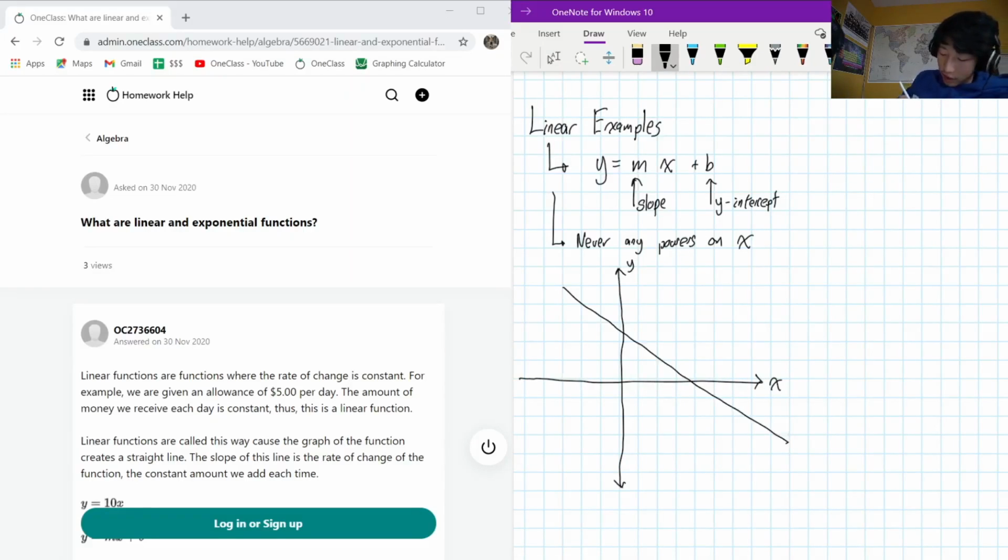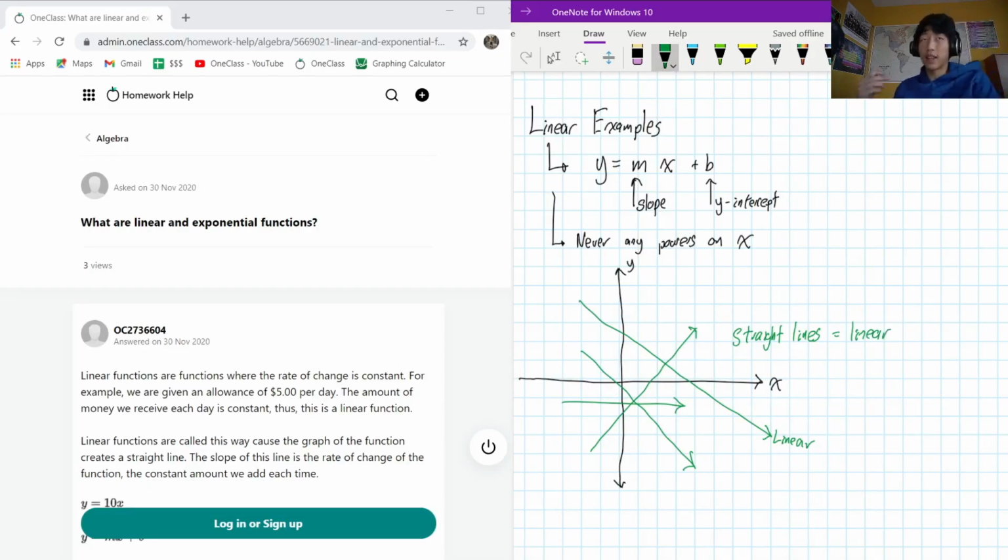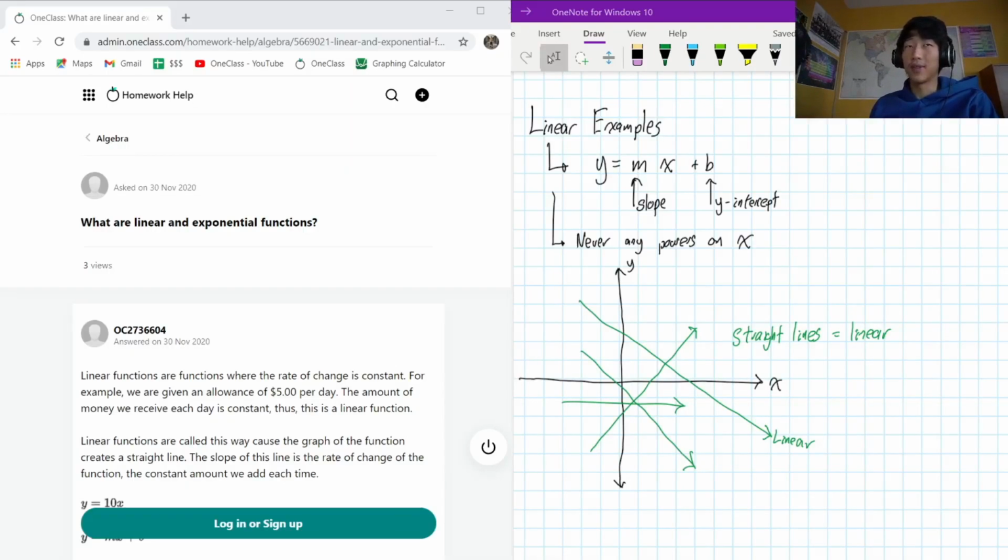this would be linear. Oh, let's do a lot of different colors so it's a little bit more clear. Let's put them in green, like grass. Here would be a linear. Just like here would be a linear. Here would be a linear. And here would be linear. Straight lines equal linear. That should be the key characteristic that you're looking for when you're doing this type of analysis. If you see a straight line, you're linear. That's it. Really is that straightforward.